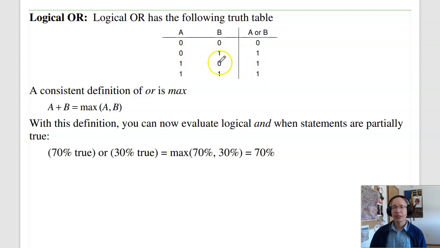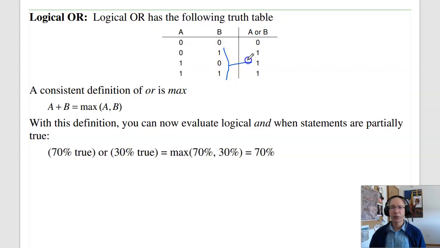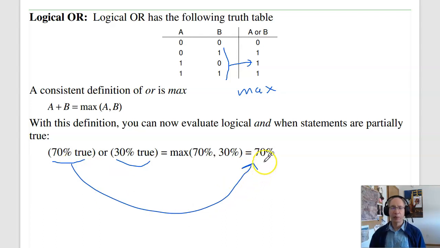Now, a consistent way of interpreting this is that if either one's a 1, the answer is 1. I could also say that this is a max function. Take A and B, take the maximum of them. That's the answer. The advantage of that definition is that it can handle partial truth. For example, if A is 70% true, B is 30% true, then A or B would be the maximum of them. So 0.7 or 0.3 is 0.7.